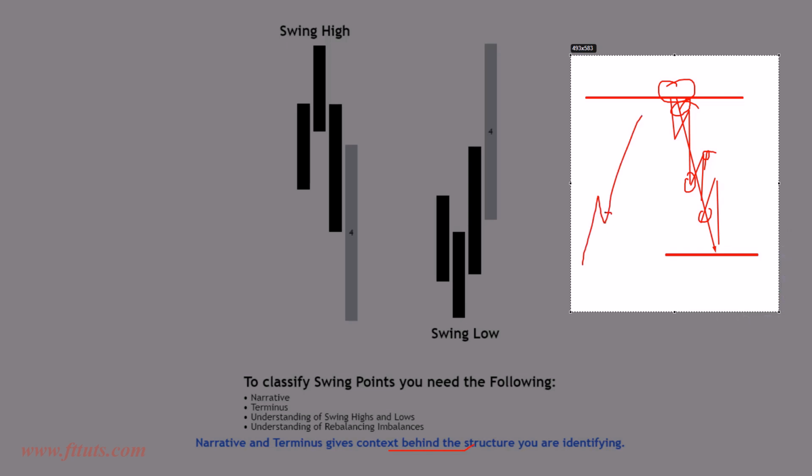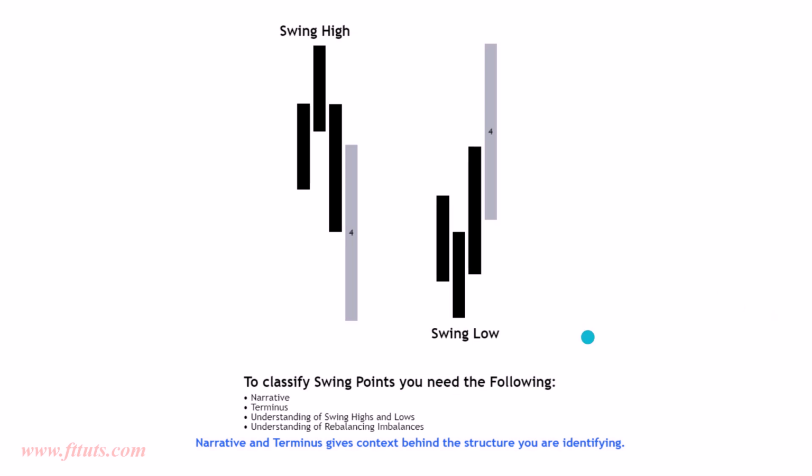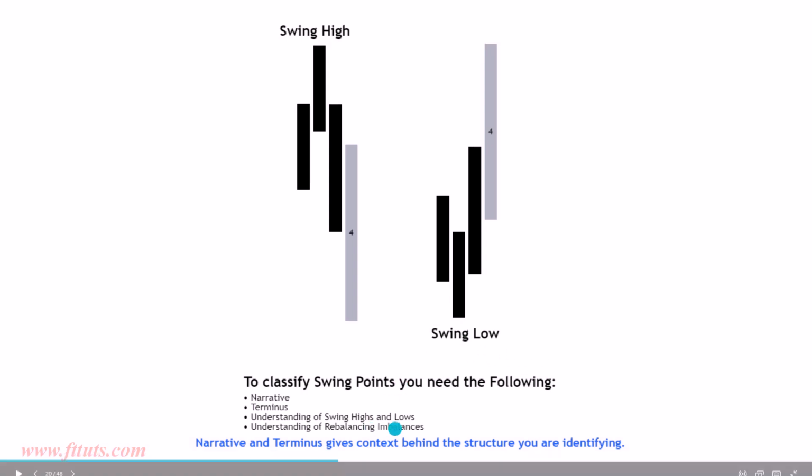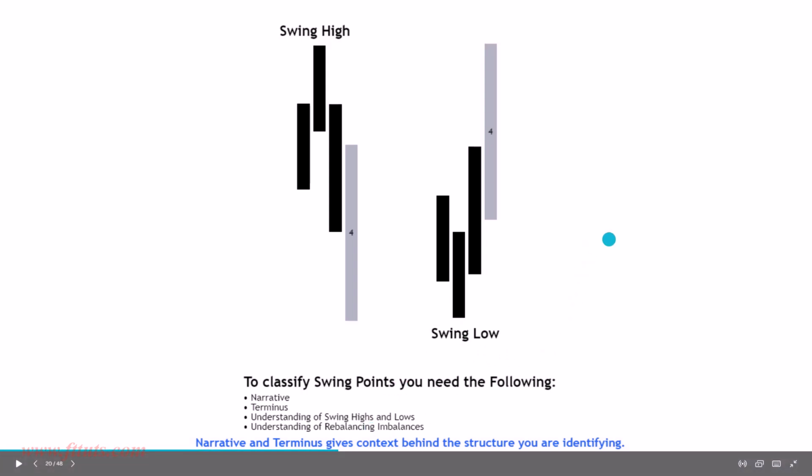Imagine that you're identifying that as an intermediate term low. In reality, it's not. It's a short-term low before price goes up here, and you got stopped out of the move. So you need to have narrative and terminus to give context. The key word here is context behind the structure you're identifying.